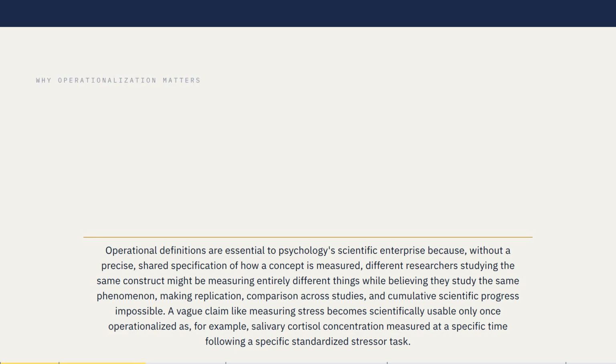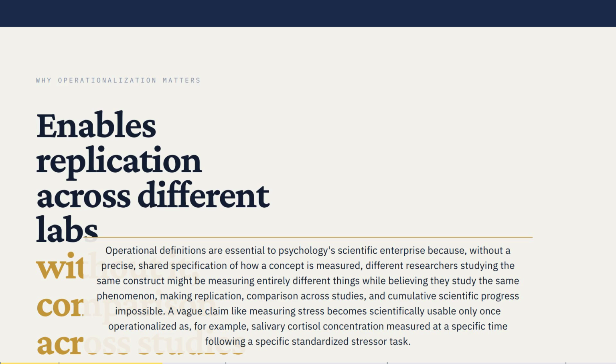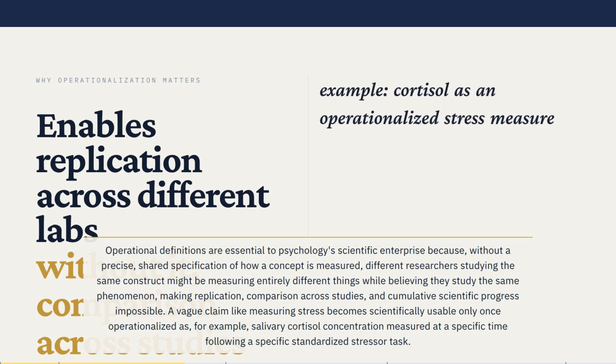Operational definitions are essential to psychology's scientific enterprise because, without a precise, shared specification of how a concept is measured, different researchers studying the same construct might be measuring entirely different things while believing they study the same phenomenon, making replication, comparison across studies, and cumulative scientific progress impossible. A vague claim like measuring stress becomes scientifically usable only once operationalized as, for example, salivary cortisol concentration measured at a specific time following a specific standardized stressor task.